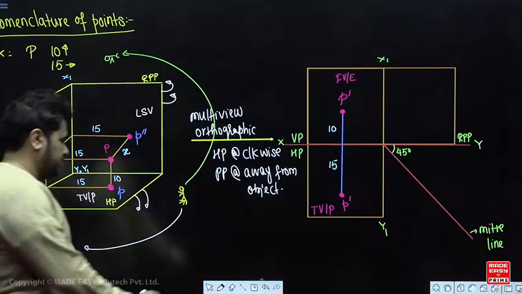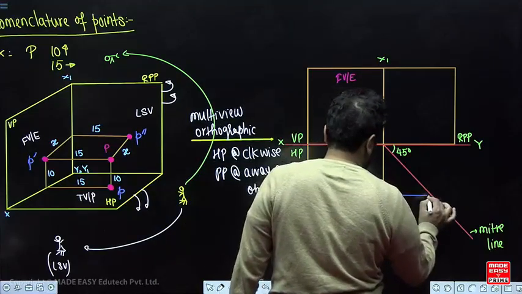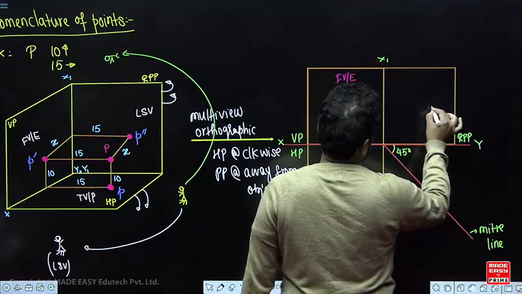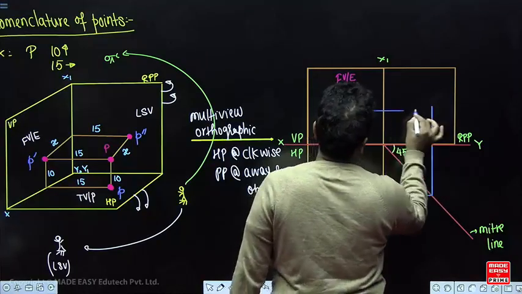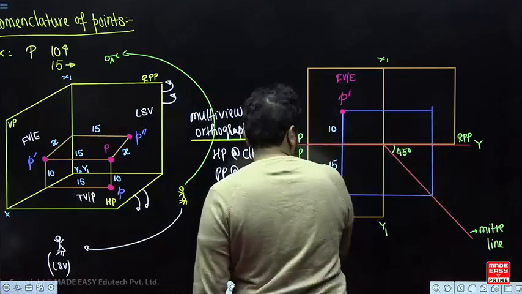Now I told you to draw the side view. First what you have to do? You have to draw the projectors like this. You have to draw projectors like this, isn't it? And from here you have to join the projector like this, correct.